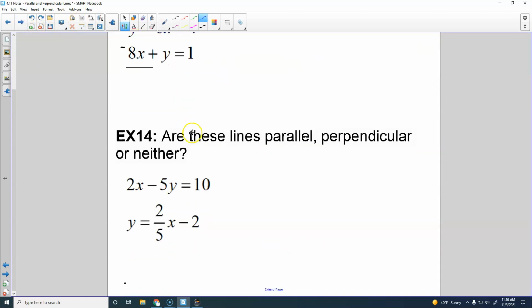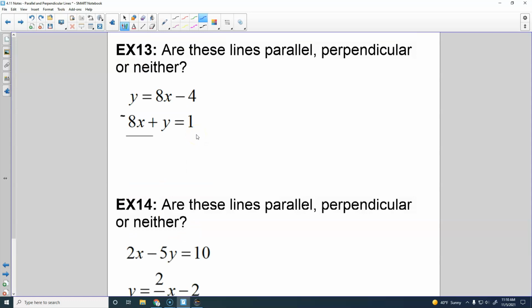Let's look at 13 and 14. I want us to do this here. Does yours have a negative right here in front of your 8x? Okay, I added that in. I wasn't sure if I added it before or after I copied it. All right, so we want to decide if these lines are parallel, perpendicular, or neither.